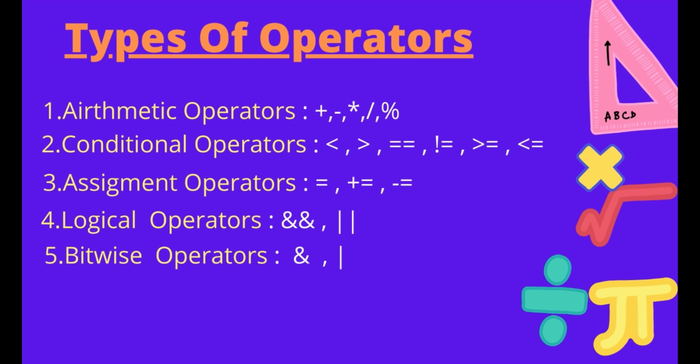Fourth is logical operators, which include the AND operator and OR operator. And fifth is bitwise operators. Here we have two operators. First is bitwise AND and second is bitwise OR operator. We will understand them clearly in the coding, so let's code it.